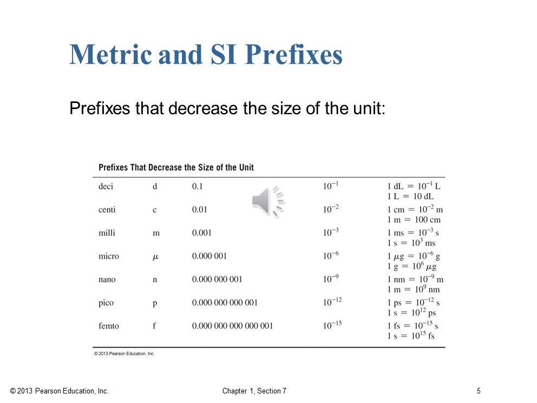Now here in this table, we see prefixes that result in a smaller size than the base unit. So deci, centi, milli, that's 10 to the minus 1, 10 to the minus 2, and 10 to the minus 3. And then we tend to jump in larger intervals. So micro is 10 to the minus 6, nano is 10 to the minus 9, pico is 10 to the minus 12, and femto is 10 to the minus 15. So pretty much the same sorts of values that we looked at in the previous table, only now 10 to a negative exponent instead of 10 to the positive exponent.